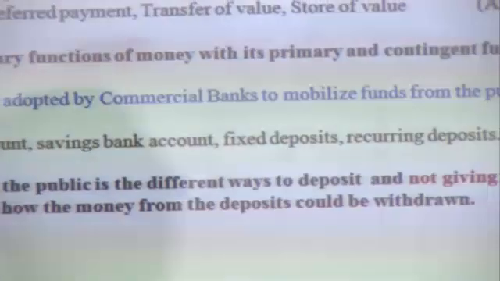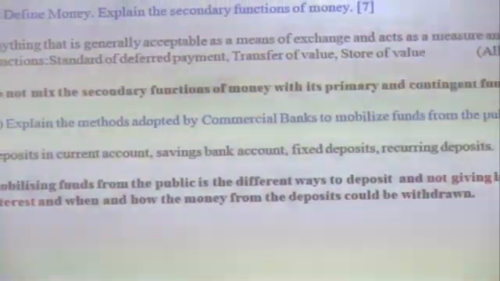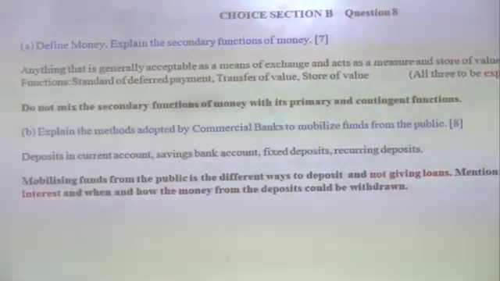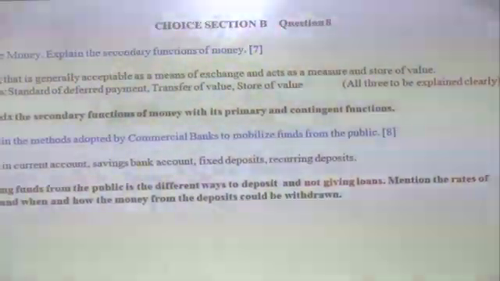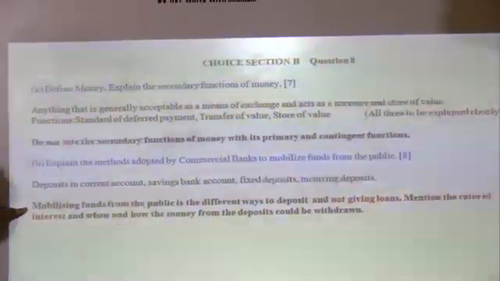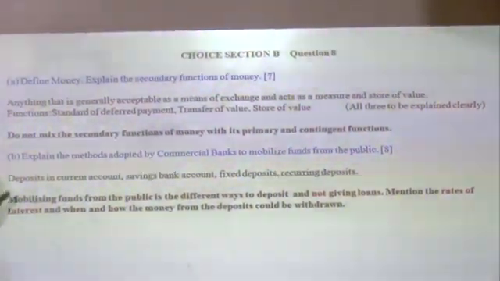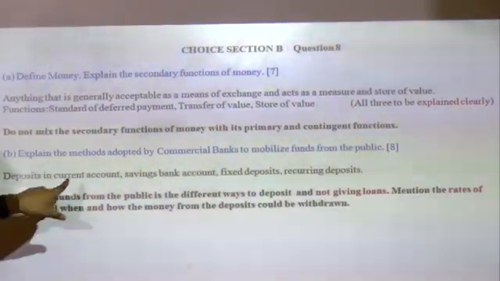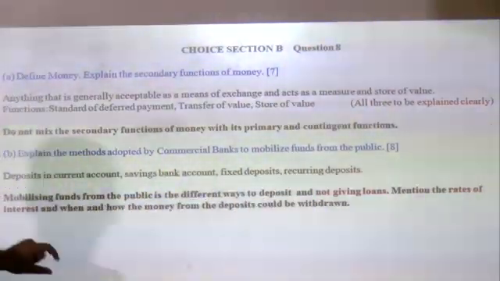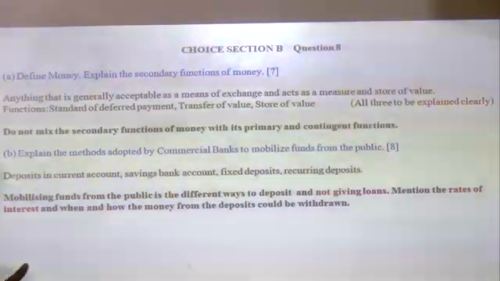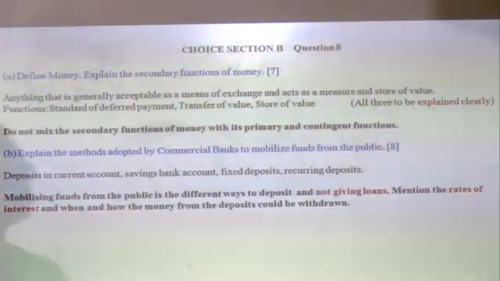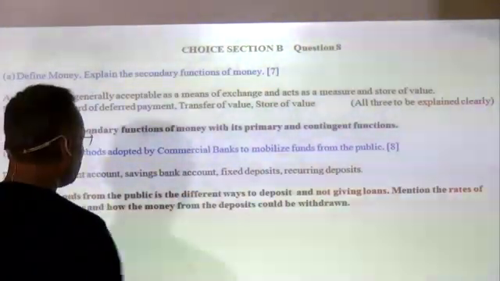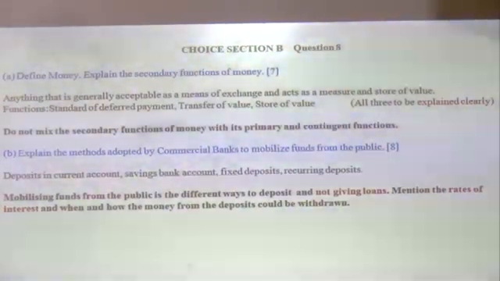And recurring deposit. Recurring deposit is every month you deposit like an installment for a certain period of time that you can decide. Here, mobilizing funds from the public is the different ways to deposit, not giving loans. Some of you write about loans. Mobilize fund means not loans, it is about deposit. And also, when you explain each of these different accounts, you have to mention the approximate rate of interest. Just the way I told you, current account or demand account, there is no rate of interest. Savings account, 3%, 4%. Fixed deposit, 5.25, 6%, 6.5%. And recurring deposit could be around about 5%, 4.5%.